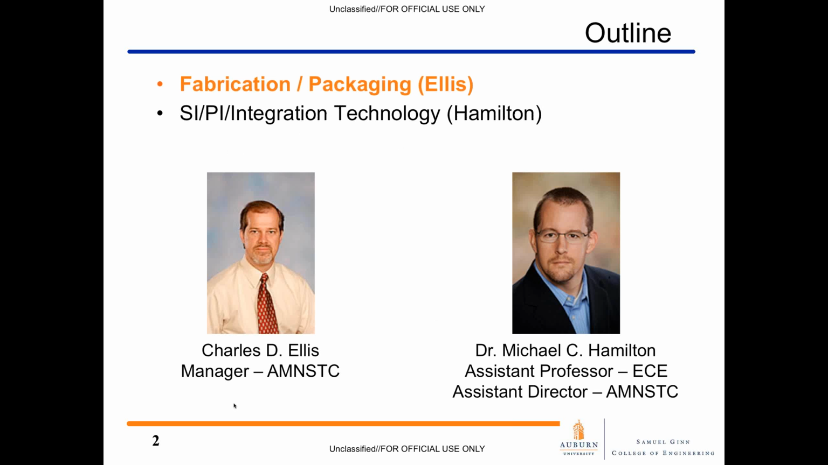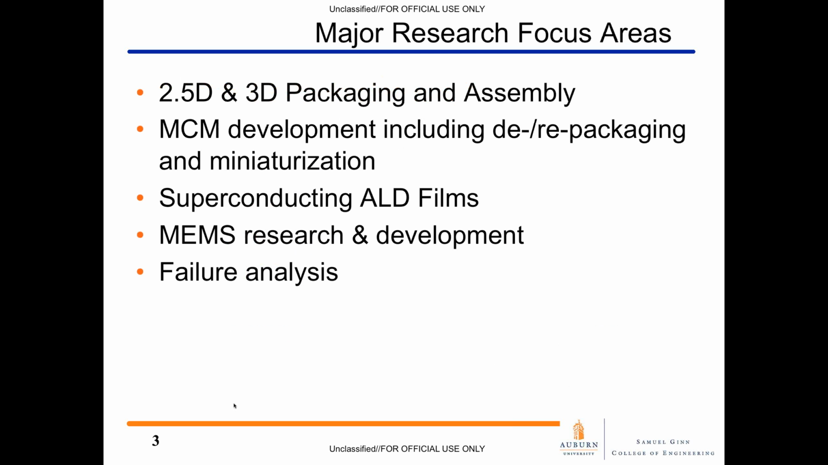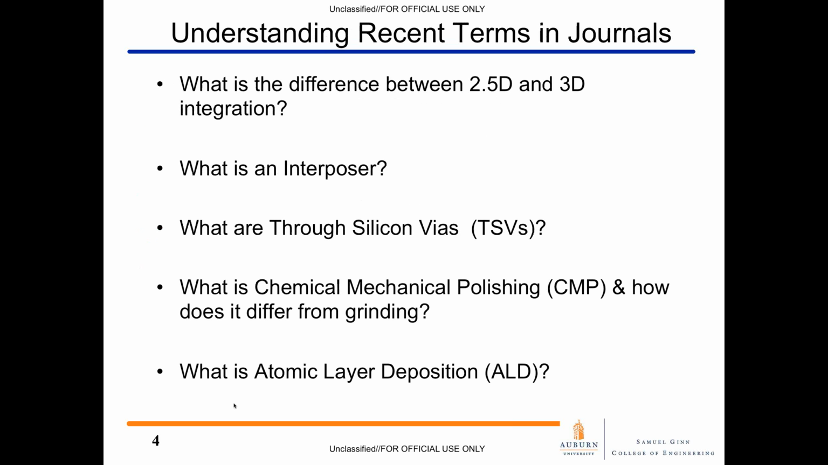This is an introduction to know who's talking to you today, and the major research areas at Auburn. Over the years we've gone through quite a few different focus areas, but presently some of the major focus areas are 2.5D and 3D packaging and assembly, some MCM development, including depackaging and repackaging and miniaturization. Superconducting ALD films is a very recent addition to our focus areas. MEMS research and development we've been doing for many years, but continue to work in that area, and also failure analysis.